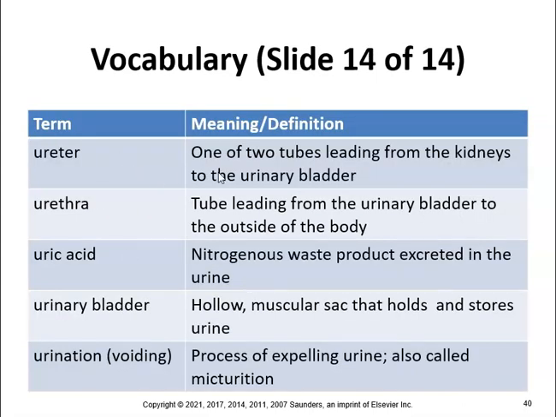So ureter means one of the two tubes leading from the kidneys to the urinary bladder. Urethra, tube leading from the urinary bladder to the outside of the body. Remember, in males it's longer than in females. That's why females are more prone to UTIs. Uric acid, nitrogenous waste product excreted in the urine. Urinary bladder, which is the hollow muscular sac that holds and stores urine. You can hold about 500 cc's of urine before your body says, oh, you better go to the bathroom. And then urination is voiding, which is the process of expelling urine, also called micturition. So urination and micturition is the common word.